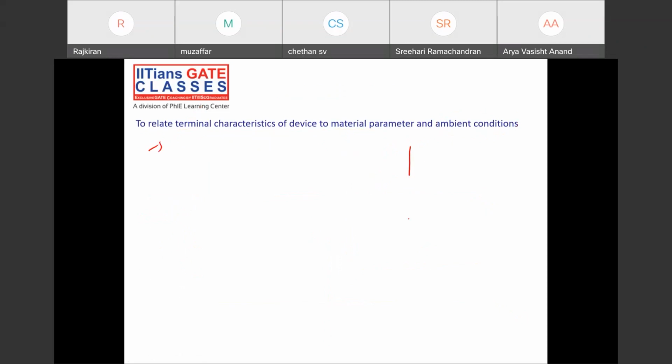Okay, you see, if I want my ID-VDS characteristic like this, just a simple question: can someone tell me why I want my ID-VD characteristic like this? Can anyone tell me? This is a very interesting question. Why at all do you want this characteristic like this?